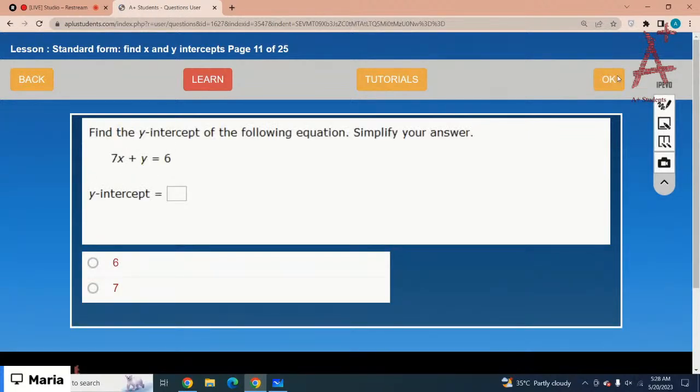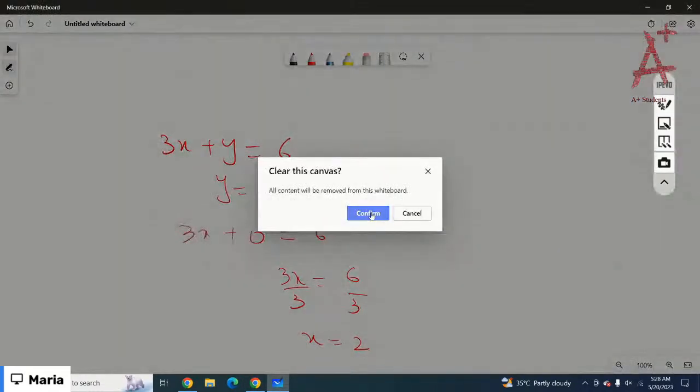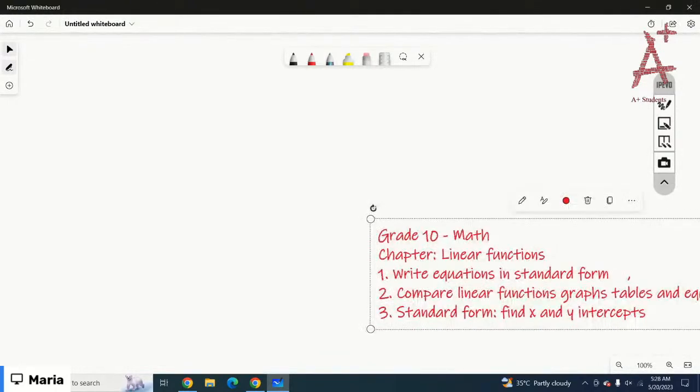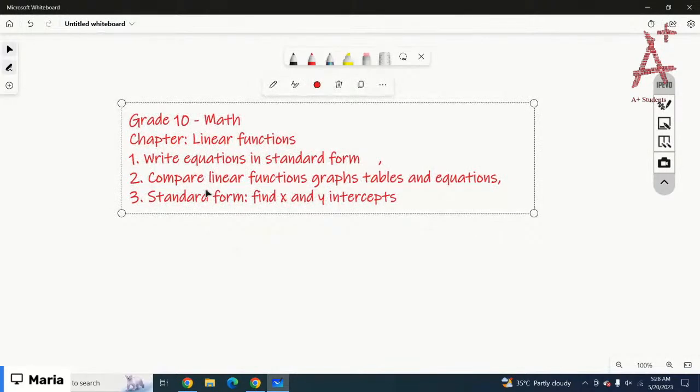Okay, you can complete the rest of the questions by yourself later today. So we were working on grade 10 maths. We are working on the chapter linear functions. The lessons we have covered today are write equations in standard form, compare linear functions, graph tables and equations, standard form, find x and y intercepts. So please write down the list.